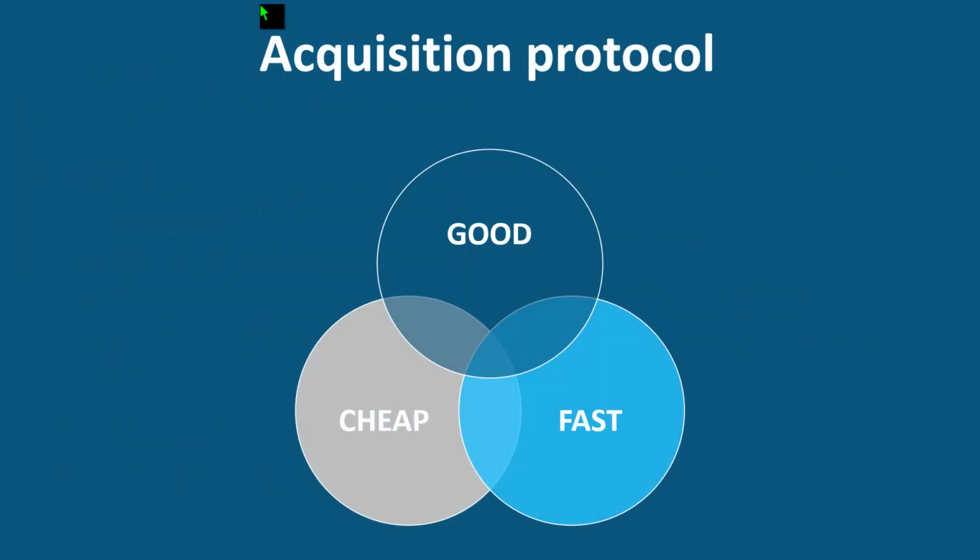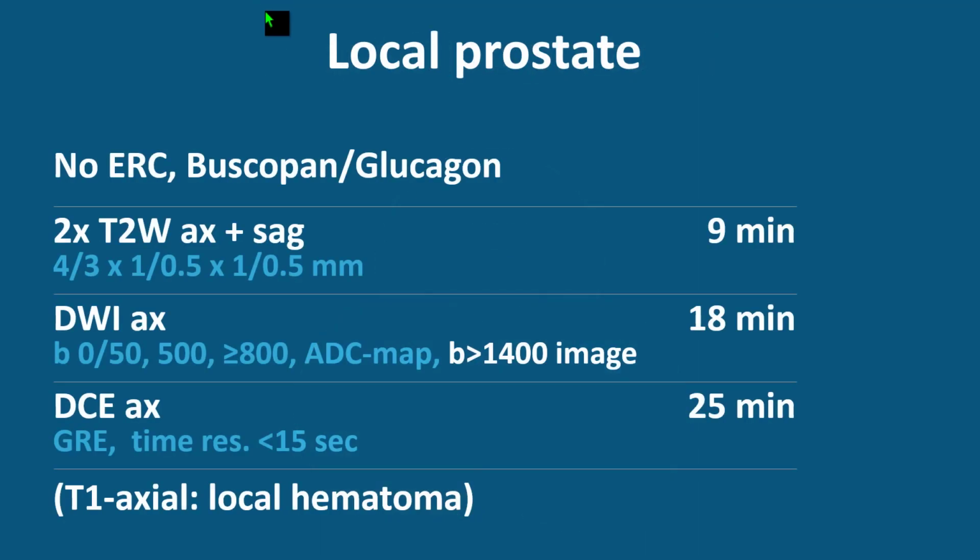The acquisition protocol should be good, cheap and fast. It is at least in 2 planes, a T2-weighted image in good quality, preferably in 3 planes. Diffusion uses 3 b-values, preferably 50, an intermediate and a higher one, and based on that you can calculate a b1400 map, or you can acquire it, but you must use a b1400 or higher. That's new from version 1 to version 2. And with DCE, the time resolution should not be more than 15 seconds.